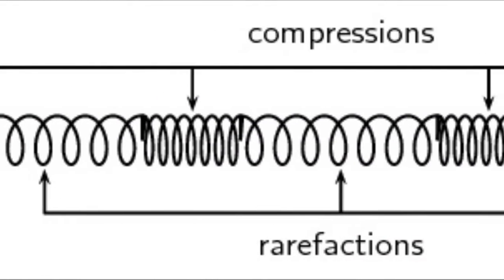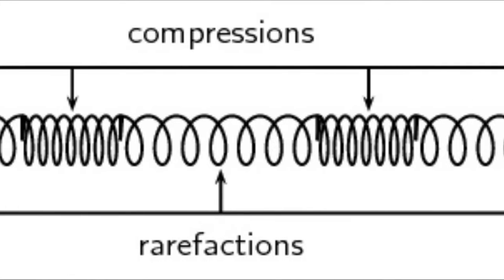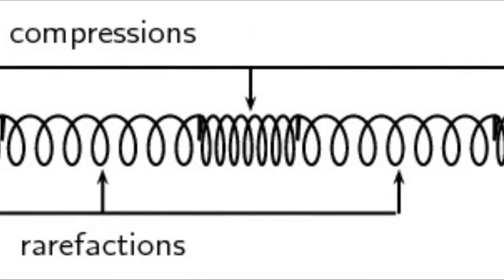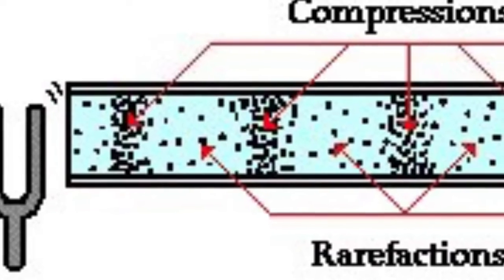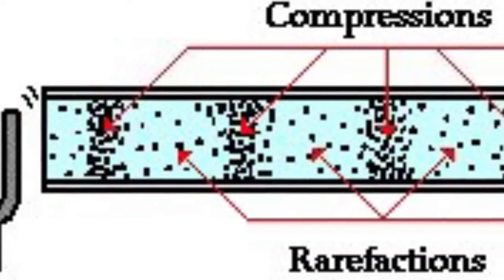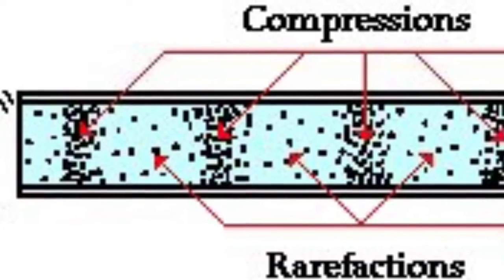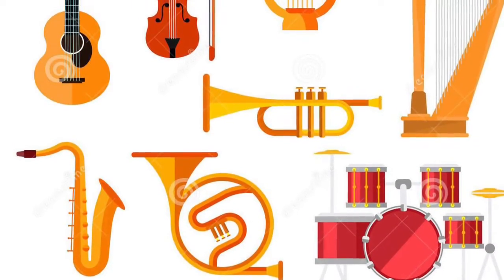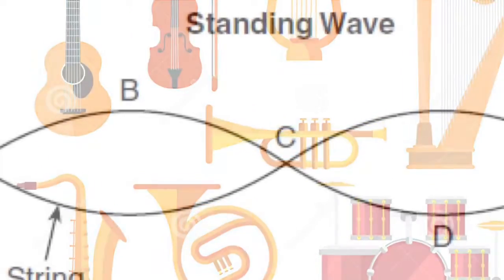Longitudinal waves have compressions and rarefactions. A compression is a region in the wave where the particles are closest together. A rarefaction is a region in the wave where the particles are farthest apart. The slinky is a perfect example, as you can see the rarefactions at the top and the compressions at the bottom. Strings, bass, and wind instruments use the standing wave.